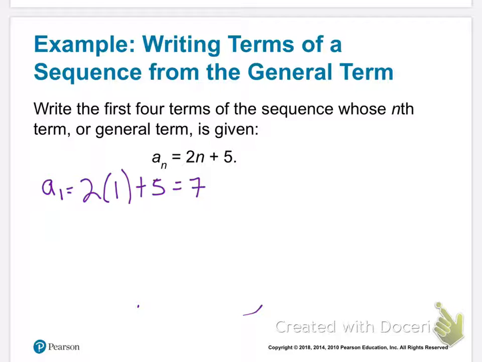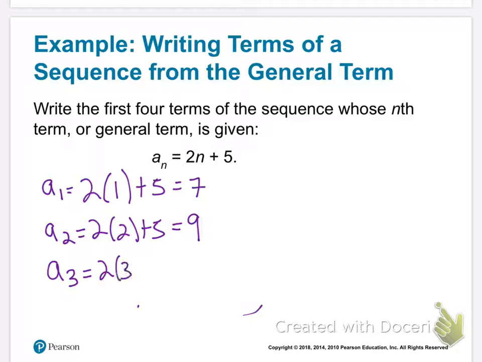Okay, my second term is A sub 2. So that gives me 2 times 2 plus 5. Well, 2 times 2 is 4, plus 5 is 9. Then we have A sub 3. So that's going to be 2 times 3. So that n value is the same one as right here. And then plus 5. So 2 times 3 is 6, plus 5 is 11.